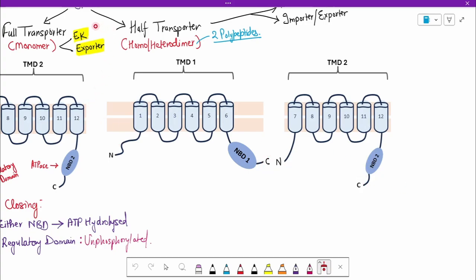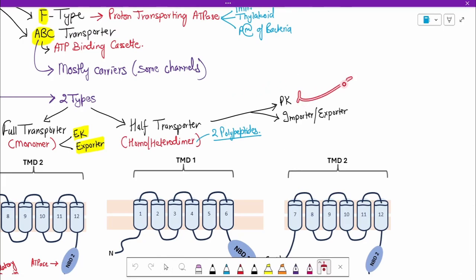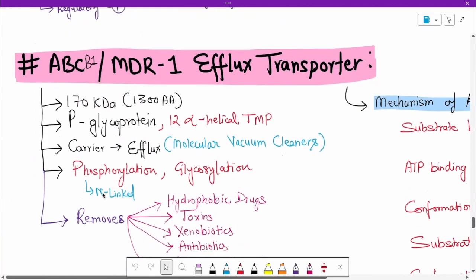The full transporter is seen in eukaryotes and it acts mostly as an exporter, whereas the half transporter is seen in prokaryotes and it can act as an importer as well as an exporter.